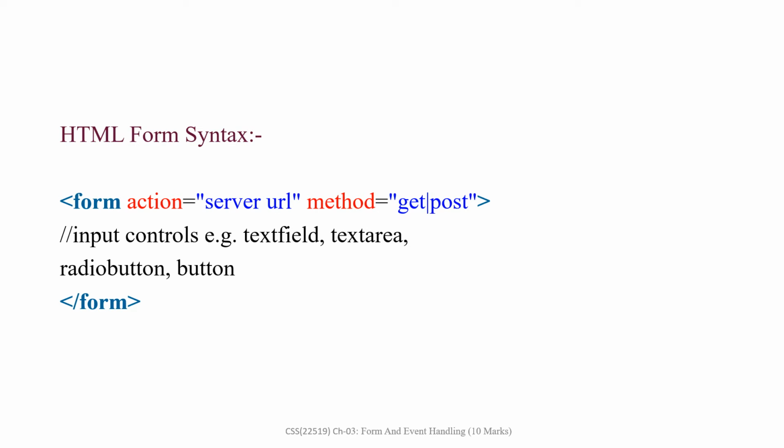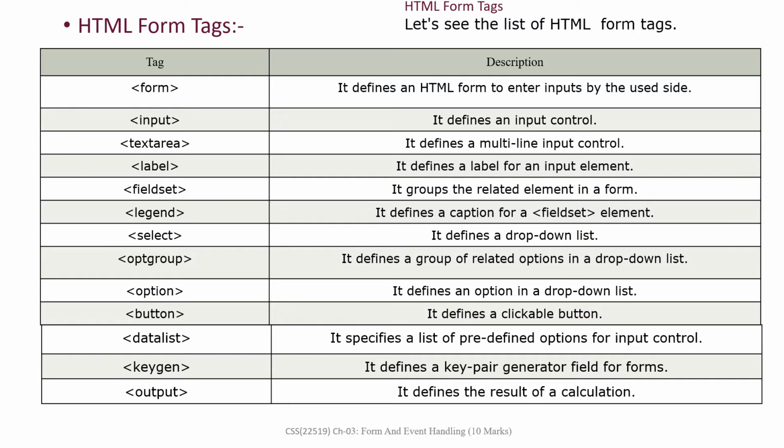So the syntax for the form: action, then server URL, method, it is get or post, then the input controls, that is text field or text area or radio button, and the end of the form tag. There are different HTML form tags. So let us see the list of the HTML form tags.